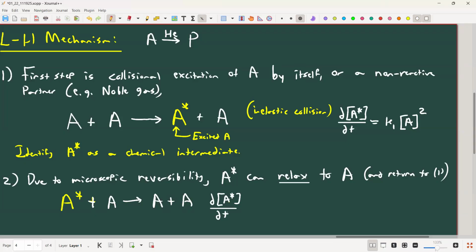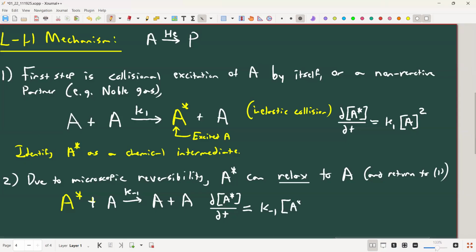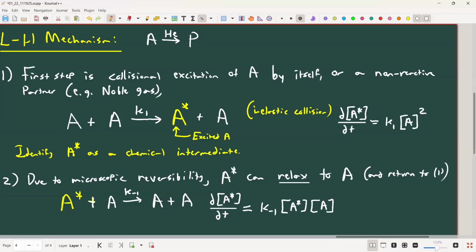So we can write a rate for A star, but this is a loss. Every time this reaction happens, it loses A star. So we get a negative sign here. And we'll say that it reacts at a rate K minus 1. We have K1 and K minus 1. They're inverses of each other. And it's proportional to the concentrations of A and A star. There's a minus sign. Sorry, I'll make sure to highlight that minus sign. That minus sign is important.